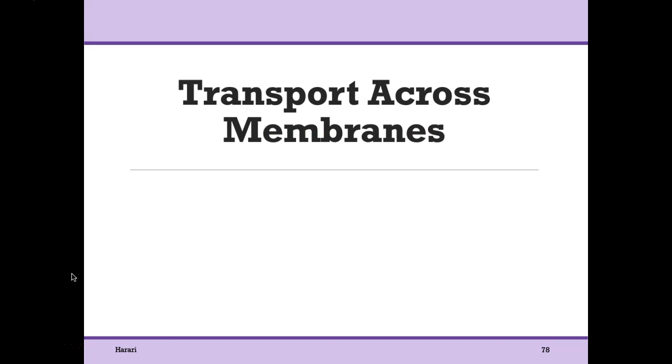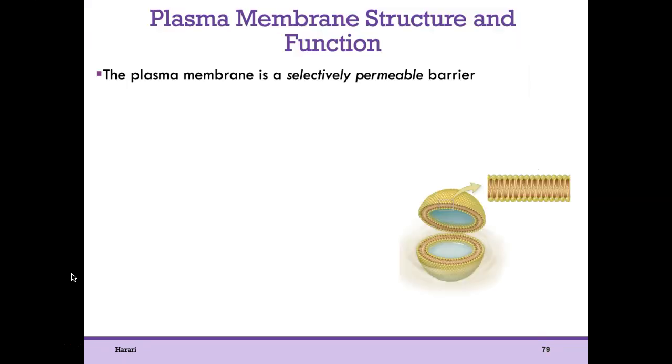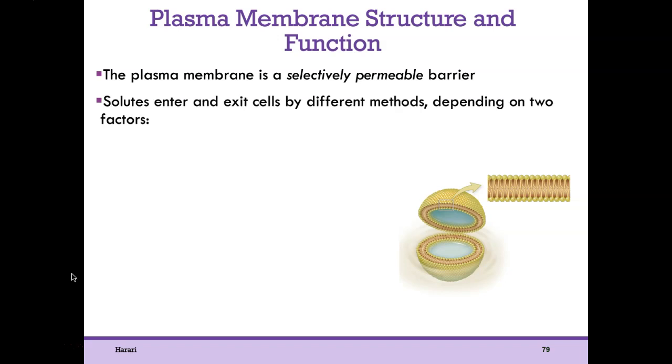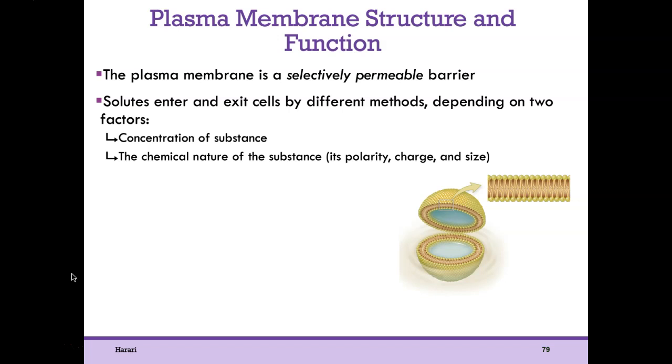So for the rest of this talk, we will discuss transport across membranes. The plasma membrane is a selectively permeable barrier, right? That means that some substances pass freely through the bilayer, but others require help from proteins. Solutes can enter and exit by different methods, depending on two factors: how much of the substance there is on either side of the membrane, and the chemical nature of the substance. How large is it, is it charged, is it polar? So depending on how much of the substance there is, and what the substance is itself, that will determine the method in which it can cross the membrane.